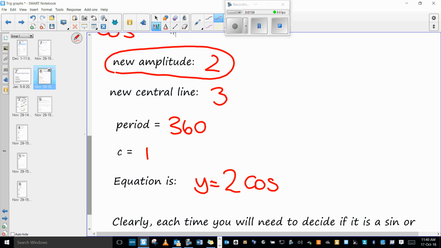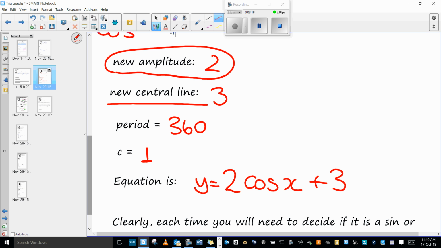Do we have anything in front of our x? No, because our value of c is just 1. So we've got 2 cos x. But our central line has moved, so we've got a plus 3. Does that make sense?